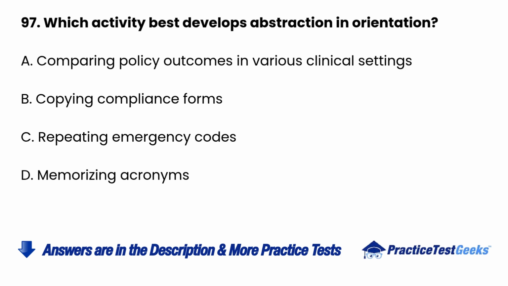97. Which activity best develops abstraction and orientation? A. Comparing policy outcomes in various clinical settings. B. Copying compliance forms. C. Repeating emergency codes. D. Memorizing acronyms.